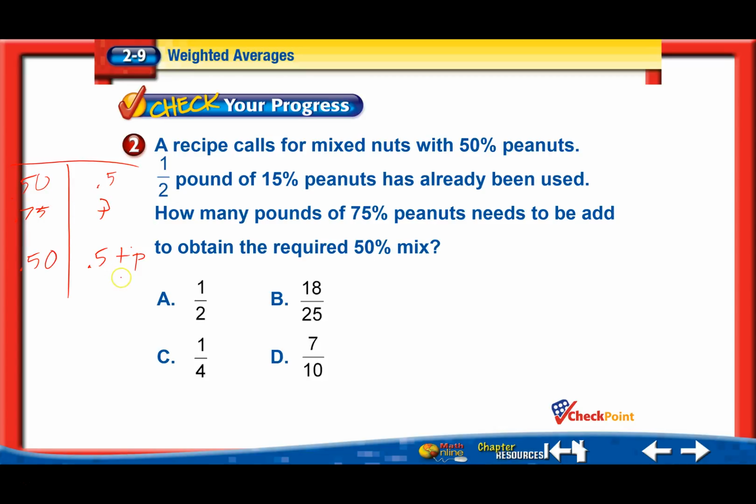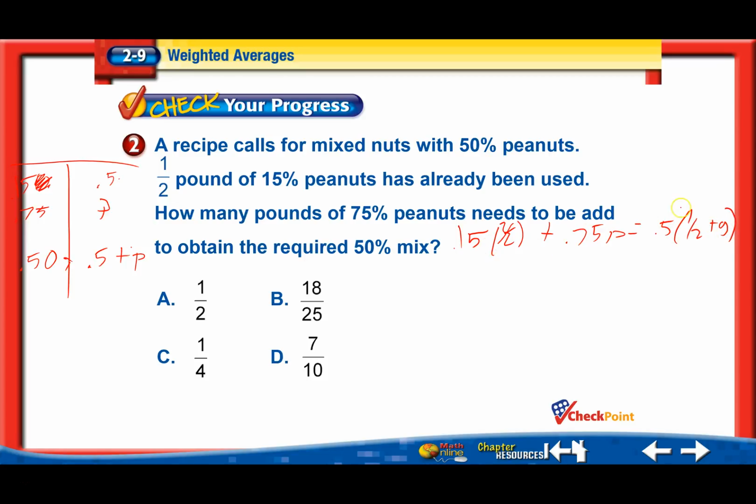So we multiply all these together. It's going to be this plus this equals this. And these would all be multiplied. So that's going to come out and look like this. Wait, did I do this right? Yes. 0.15, 15%, not 50%. That's why they didn't like. 0.15 times 1/2 plus 0.75p equals 0.5 times 1/2 plus g.